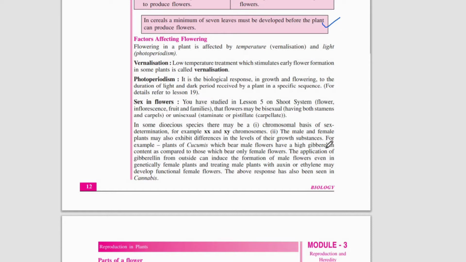The chapter is Reproduction in Plants, and today we are discussing the factors affecting flowering and parts of a flower.